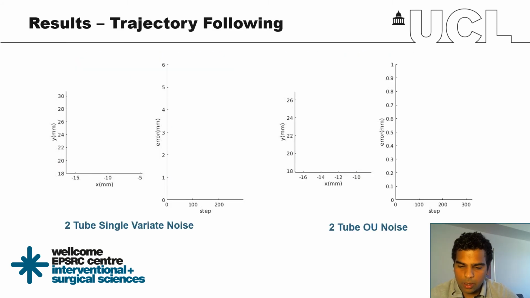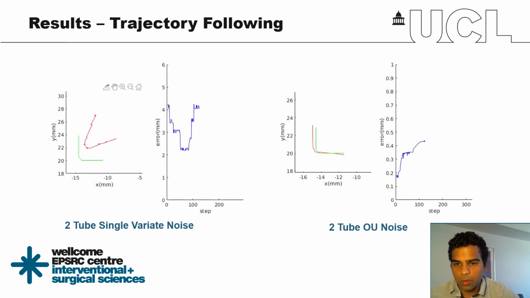Because the desired goal is actually within the state, we can change that desired goal through the time steps and do some trajectory following. So what we do here is, at a high extension value, we try to follow a square trajectory on the XY plane for the single variate and the Ornstein-Uhlenbeck noise. And what we see is the single variate really struggles to follow the square trajectory, versus the Ornstein-Uhlenbeck can follow the trajectory quite well.